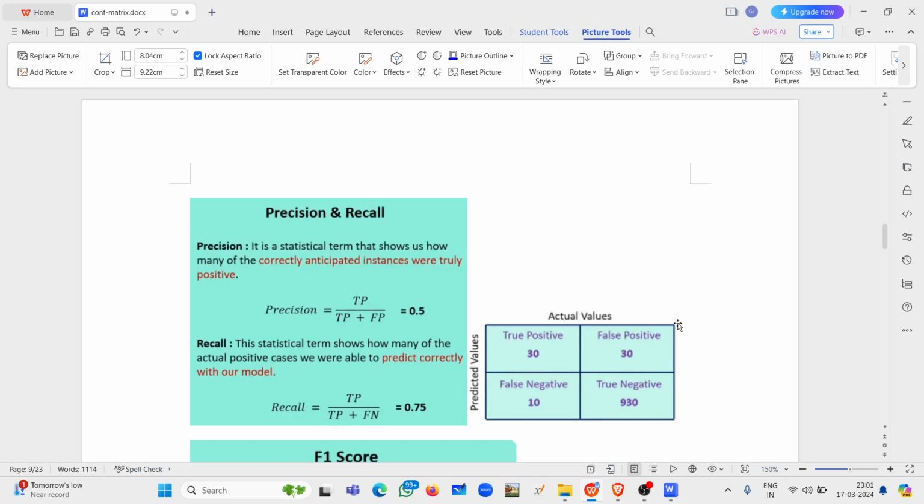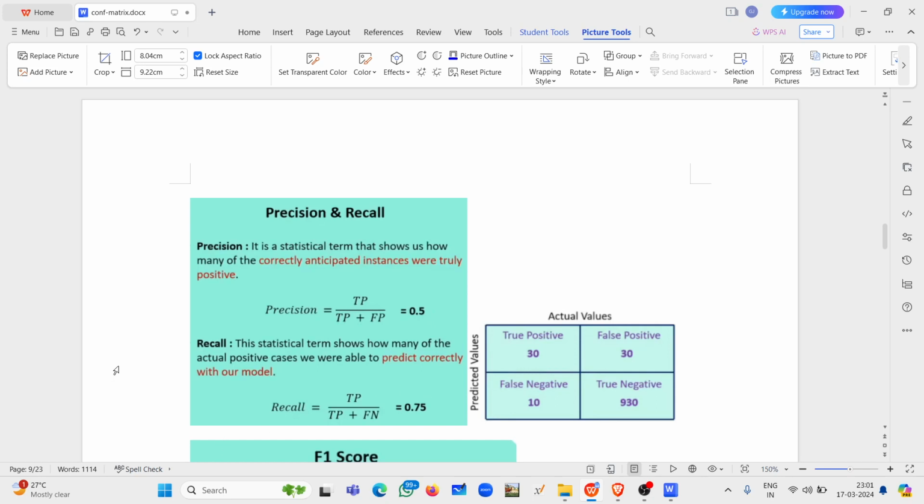Now what is precision? How do we calculate it? True positive 30, what is predicted and actual, divided by the predicted, true and false, whatever things are there. So that means 30 divided by 30 plus 30, that is 30 by 60, which is equal to 50%. Clear? Now, how do you calculate the recall?